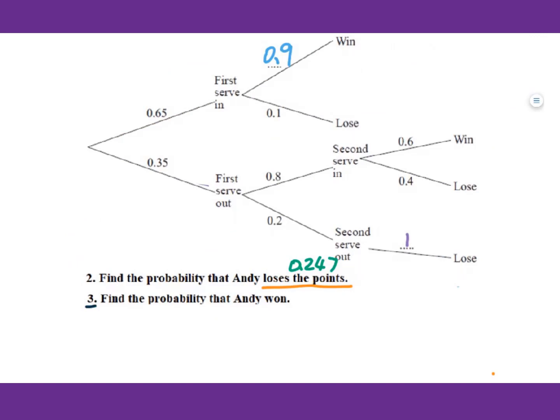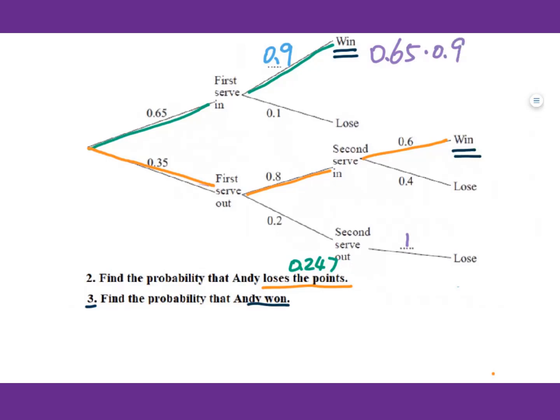Find the probability that Andy wins. Check when. This one and this one. So from the very beginning, how do you go to these 2 wins? You have one line like this. Then you have the other line like this. If it's on the same line, you do the multiplication. So you have 0.65 times 0.9 for this win. We have 0.35 times 0.8 times 0.6. So we add these 2 together.